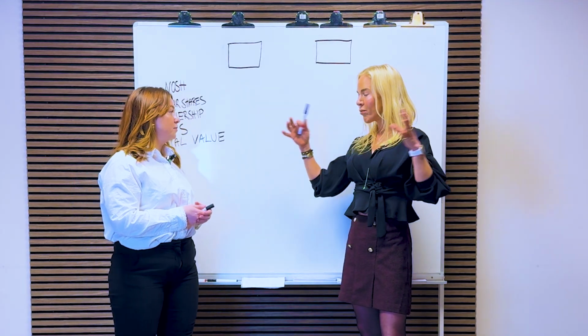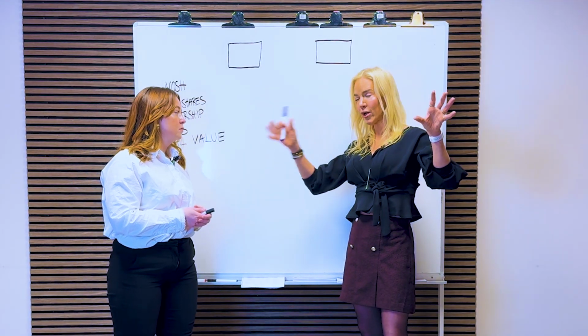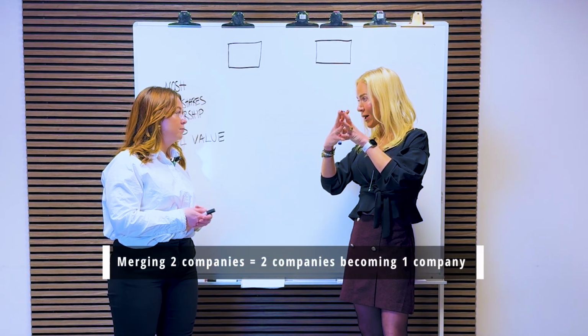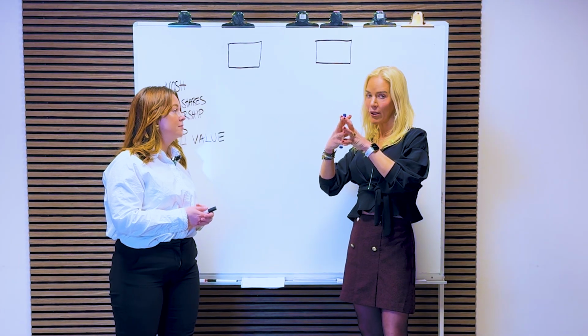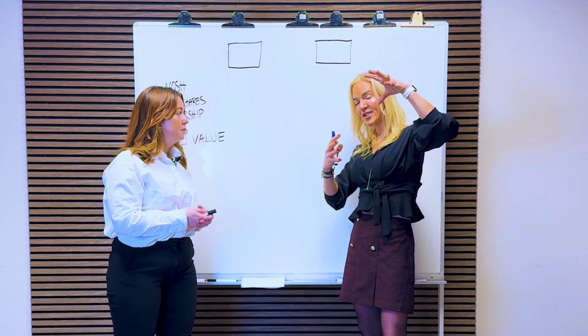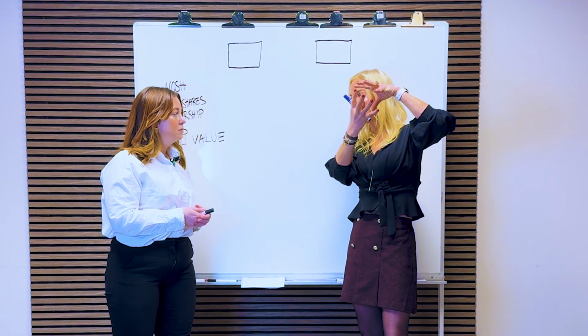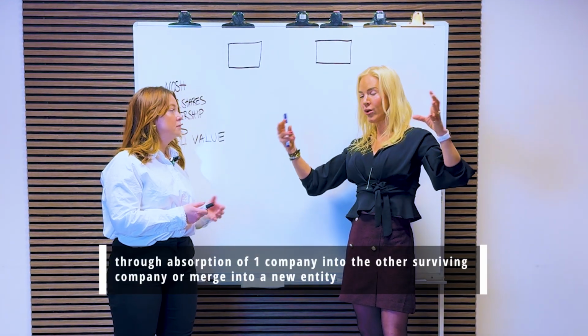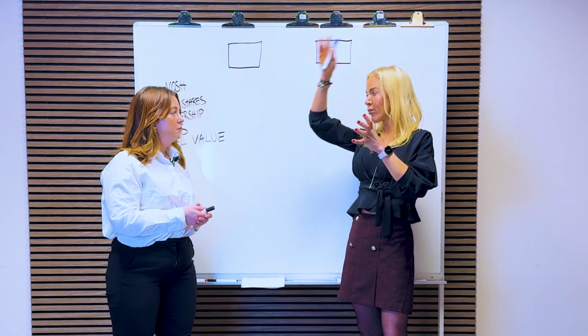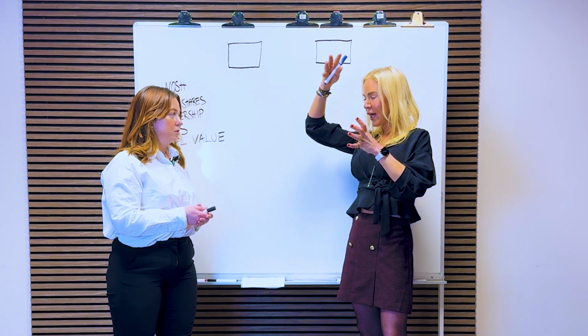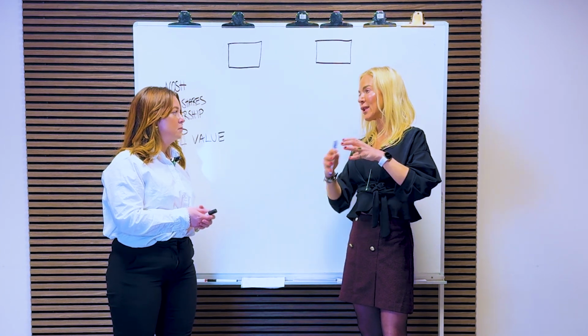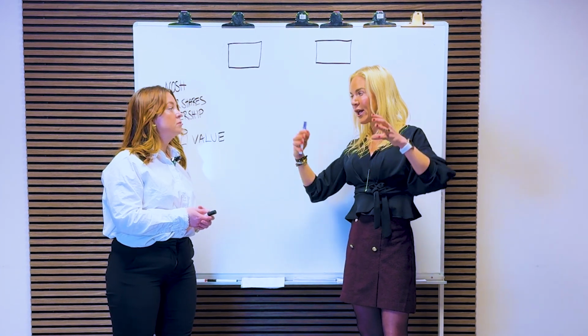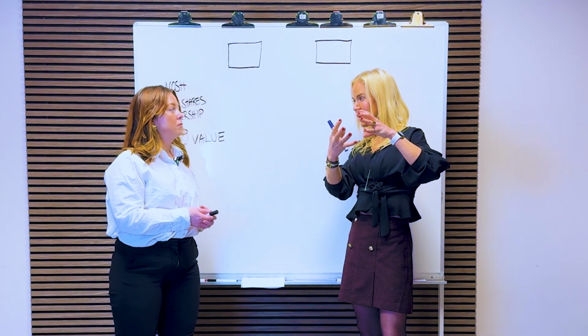Because when you merge, we're talking about two companies coming together. Exactly. And either you can do it by one company surviving, so the other one merges into one company, or you merge them up to a new company. Oh, so there are different ways. Most typically, you will take the largest entity and merge the smaller entity into that.